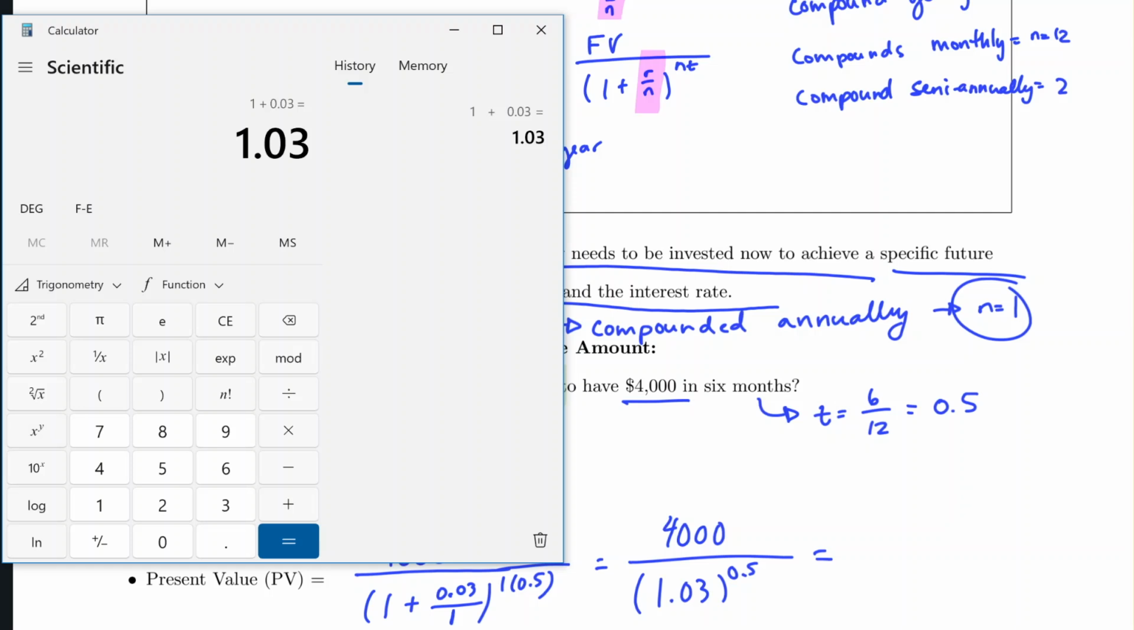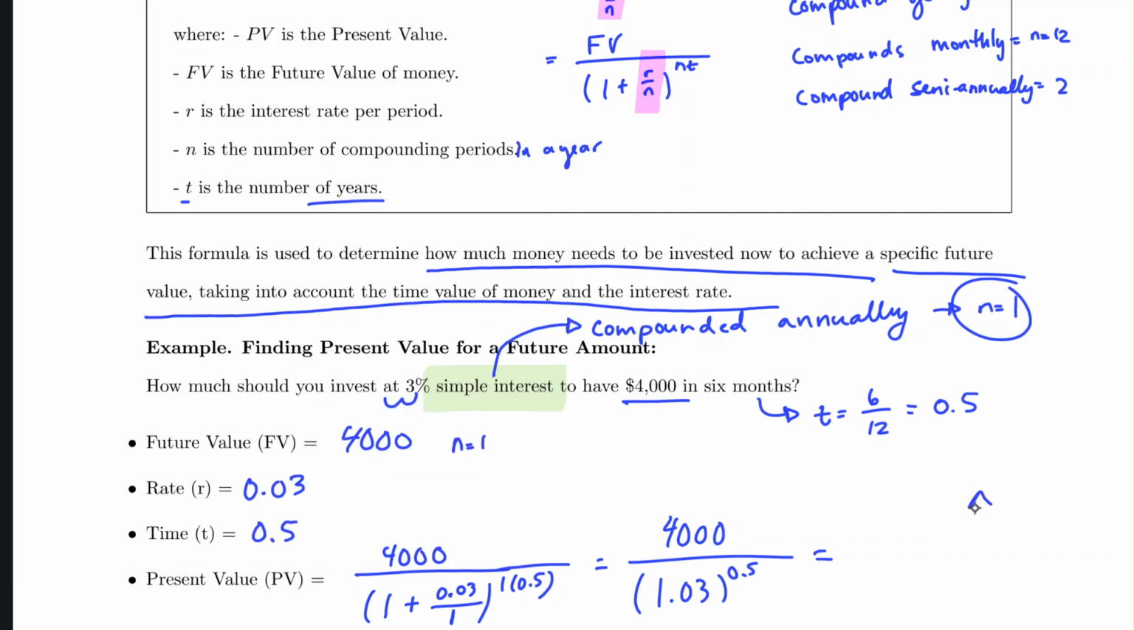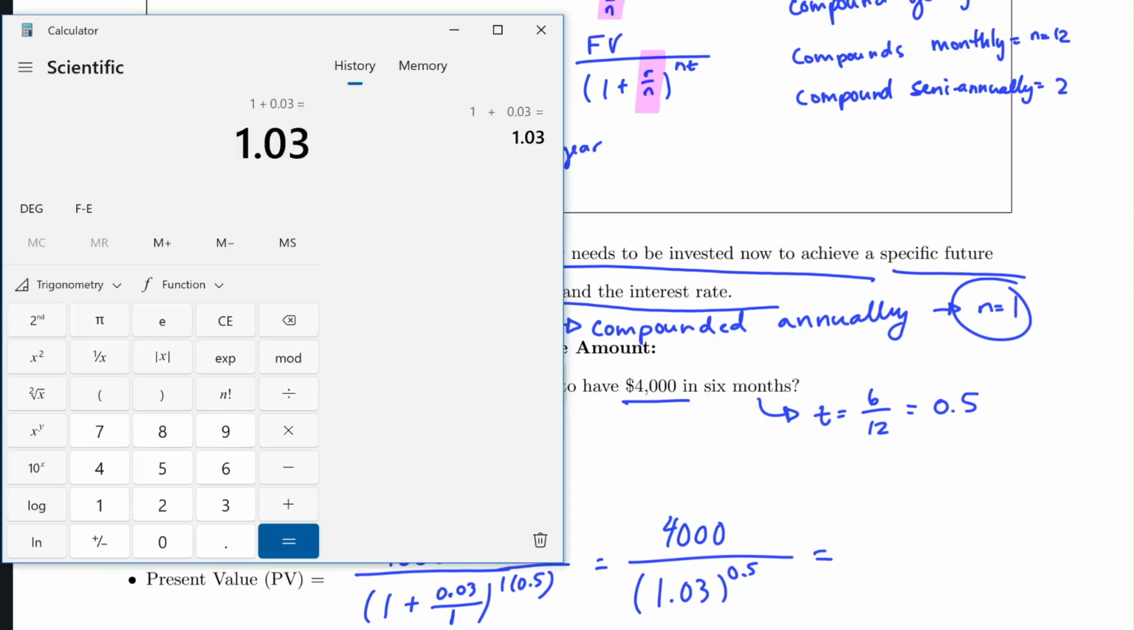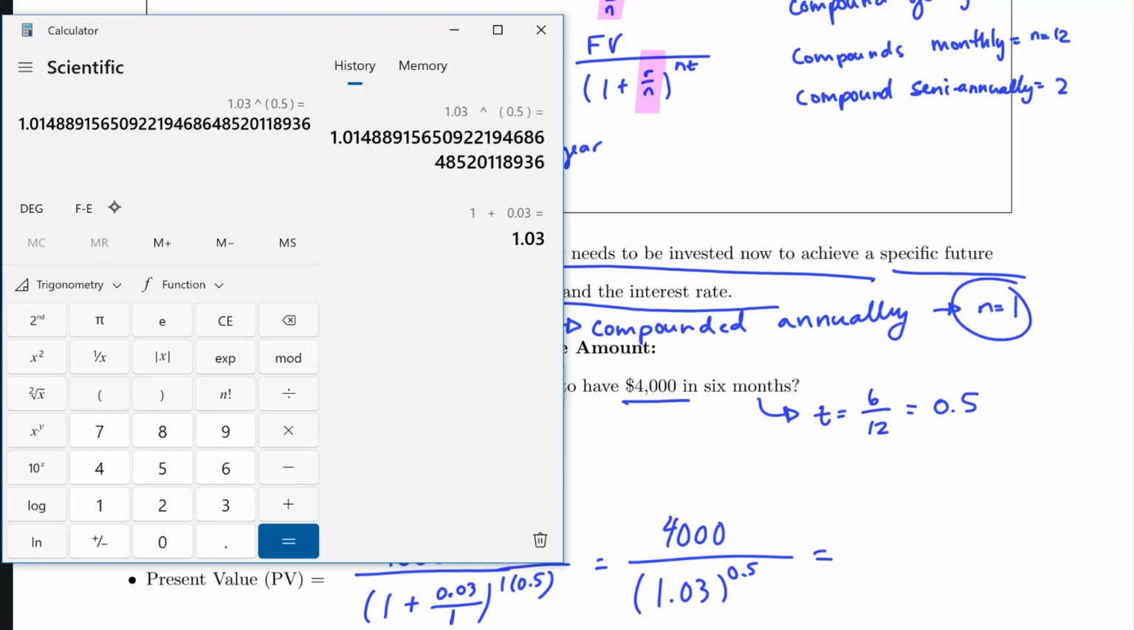In your calculator, you might see a little upside down V. That could be your exponent button. If you can't find your exponent button, send me a picture of your calculator and I'll try to identify it for you. So that's the denominator of my function, and I want to take the 4,000 and divide it by that.